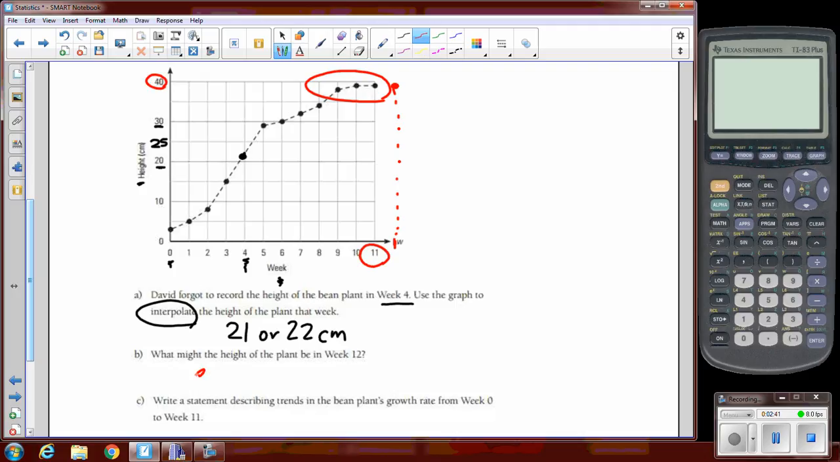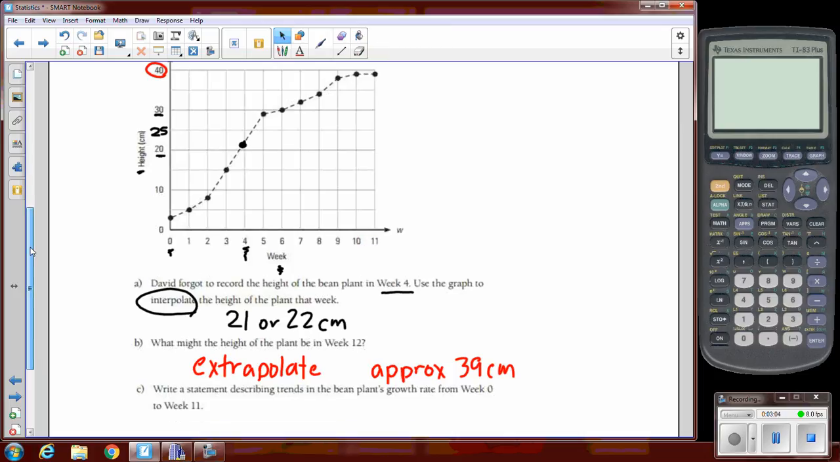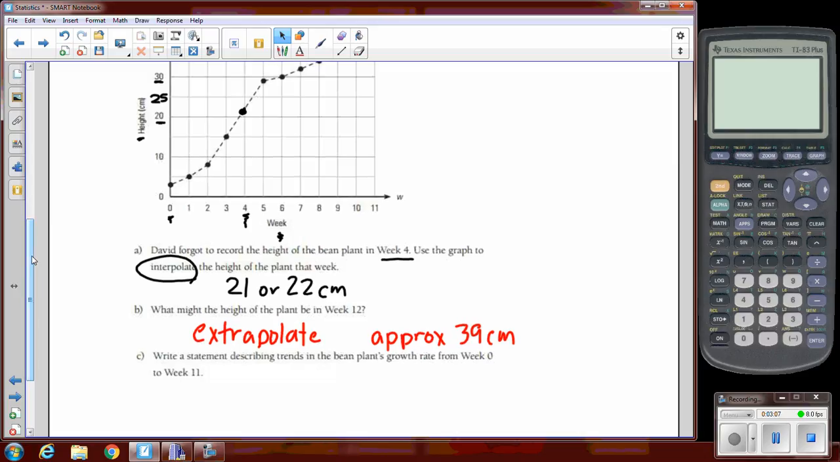We could extrapolate data from the graph, and we could say it's going to be approximately, and we're just taking an educated guess, about 39 centimeters. It's right under 40. So week 12 wasn't on the graph, so we had to extrapolate our data to see what the information might be. The last question says, write a statement describing the trends in the bean plant's growth from week 0 to week 11.